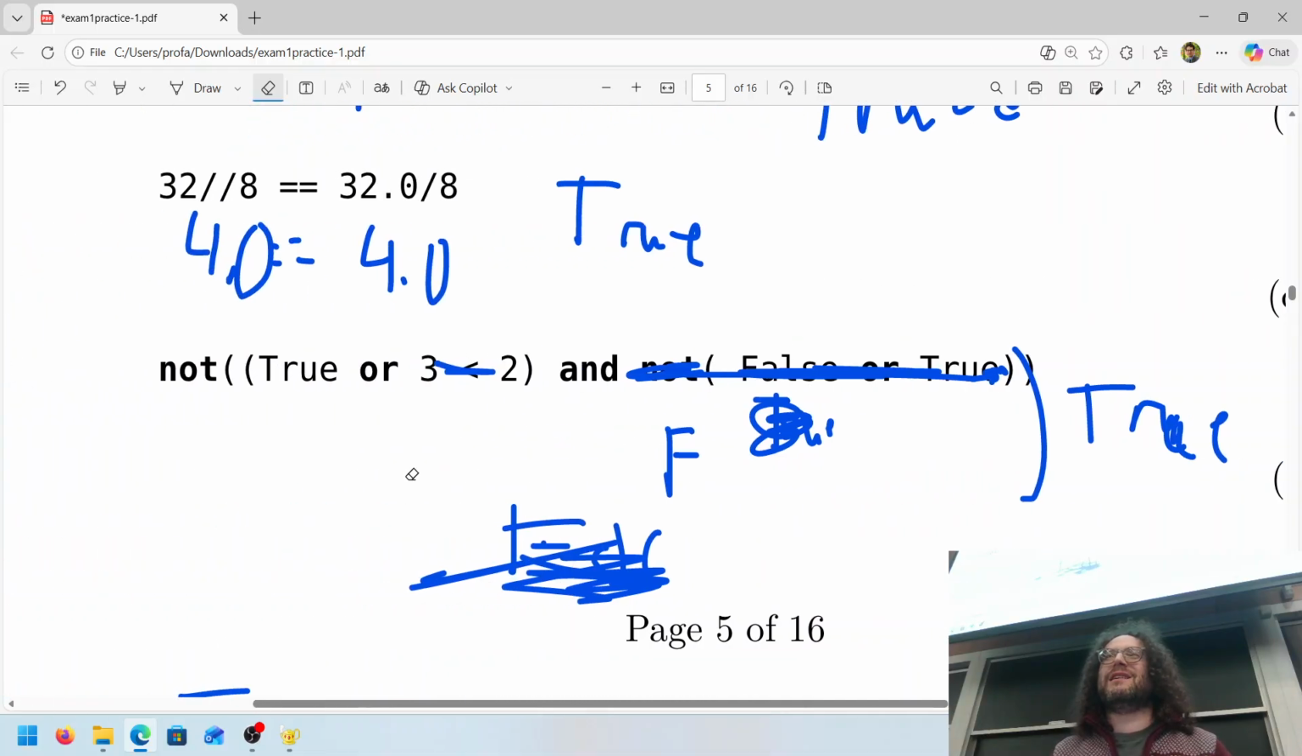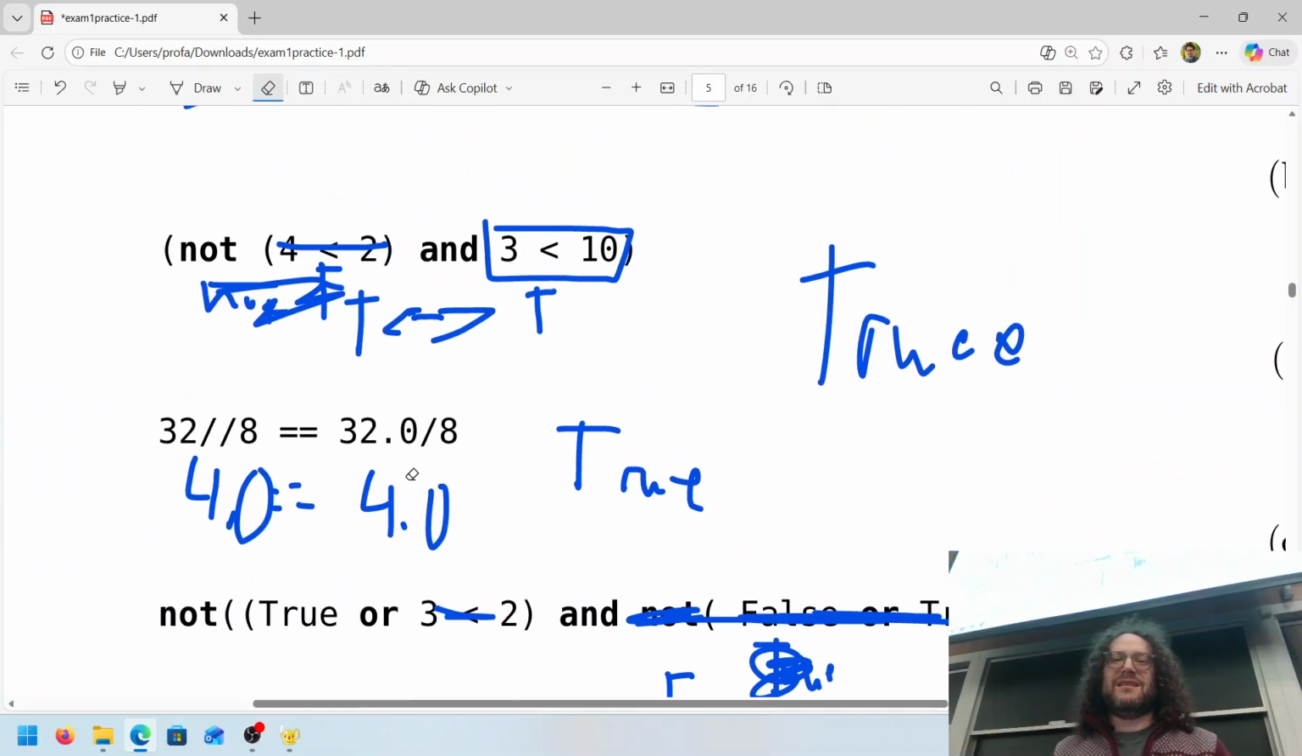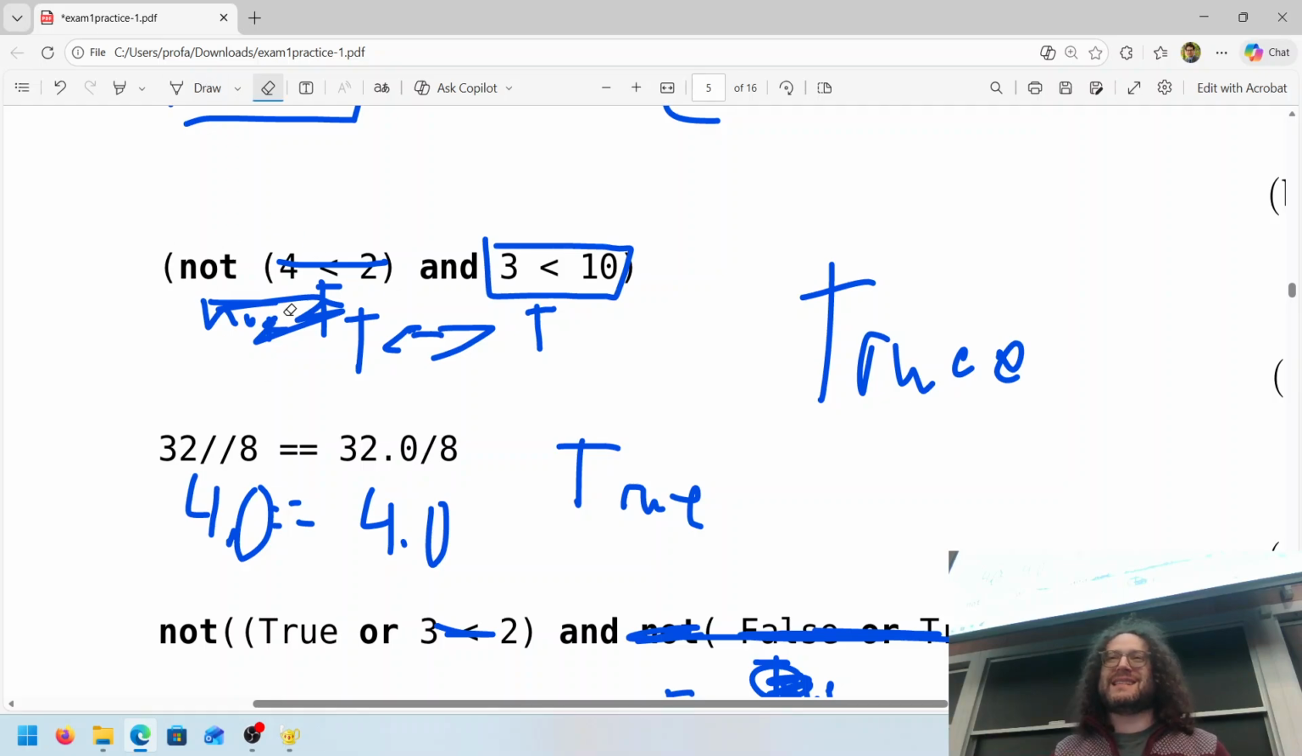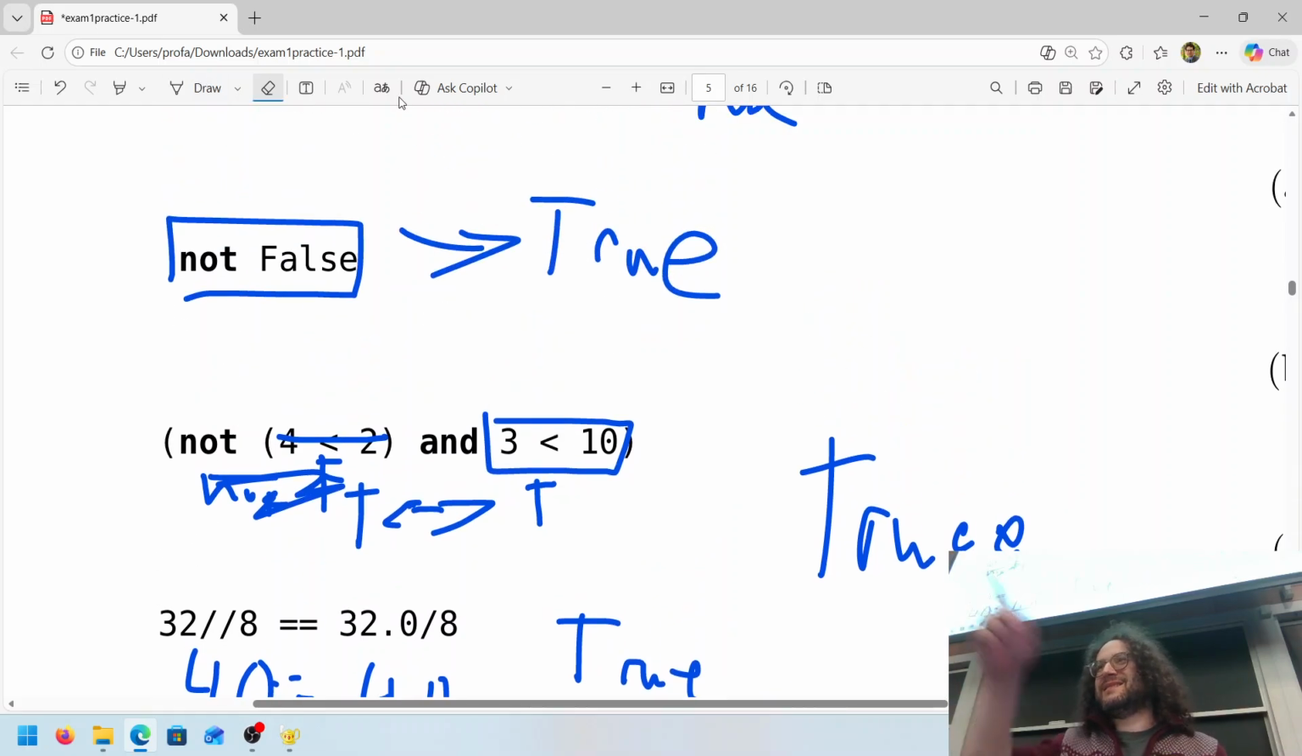Okay, the questions on the exam are generally probably closer to this one. True or false is true. Yep, because for an or statement, as long as one side is true, the whole thing evaluates to true. Okay?